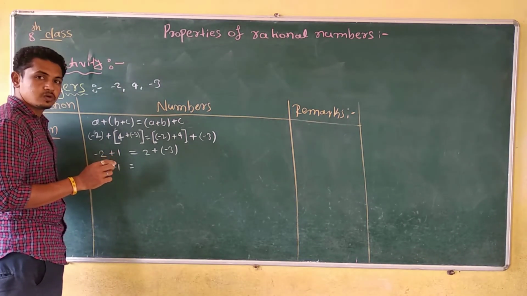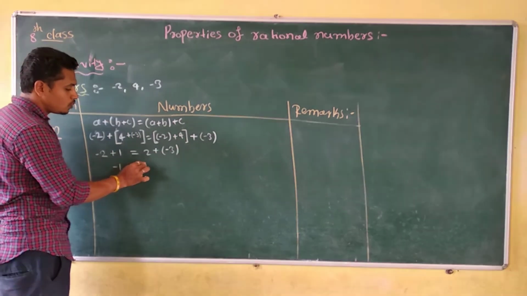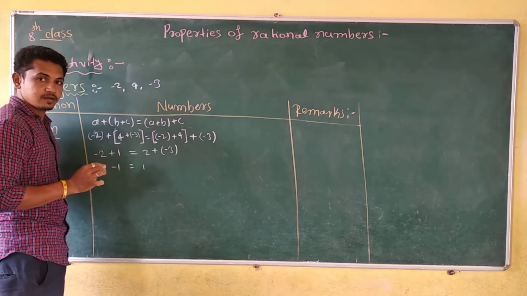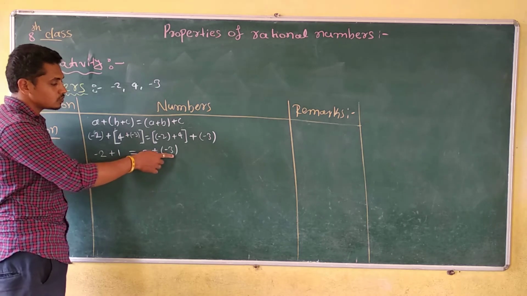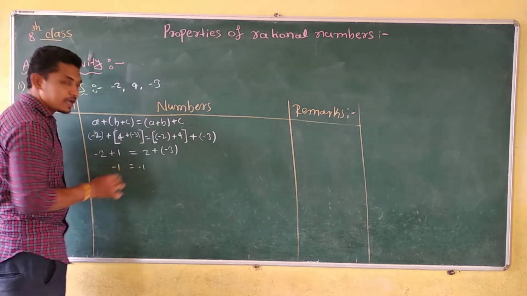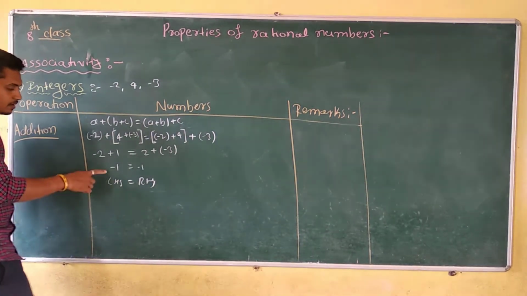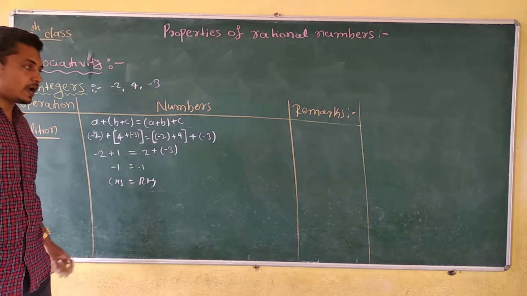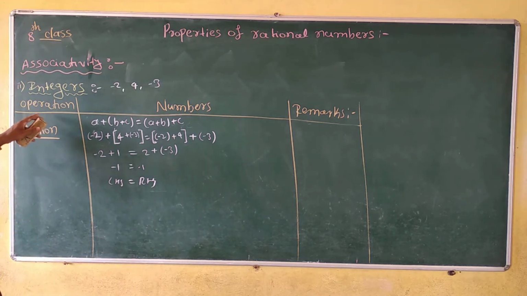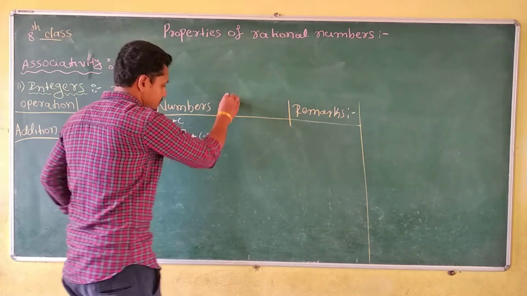First we have to subtract the smaller one from the bigger one. So 3 minus 2 is 1. Then take the sign. Which number's sign? The greatest number's sign. 3 is the greatest between them, so the sign is minus. So -1 is the left hand side, -1 is the right hand side. So left hand side is equal to right hand side. Therefore addition is associative for integers. Our remark is that addition is associative for integers.